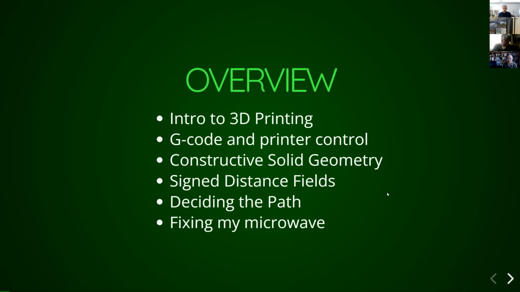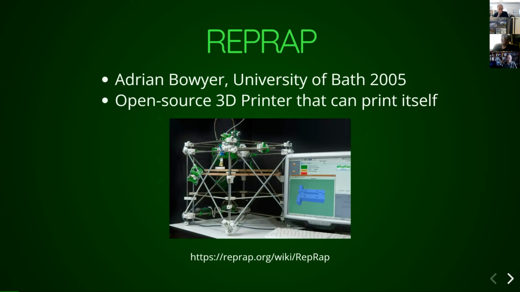So I'm going to give a brief intro to 3D printing, talk about how G-code and printer control work, talk about CSG and signed distance fields, and then talk about how I use Forth to generate a path for the printer, and a project where I actually used Forth for something useful: to fix my microwave.